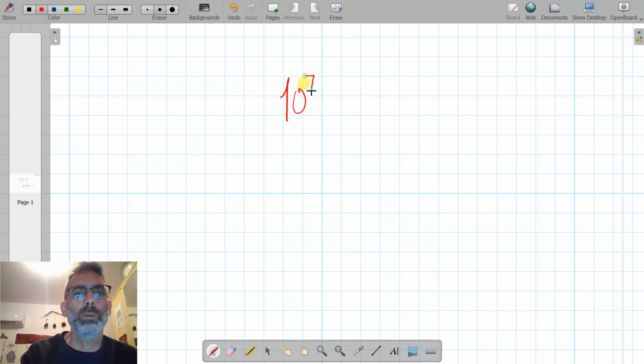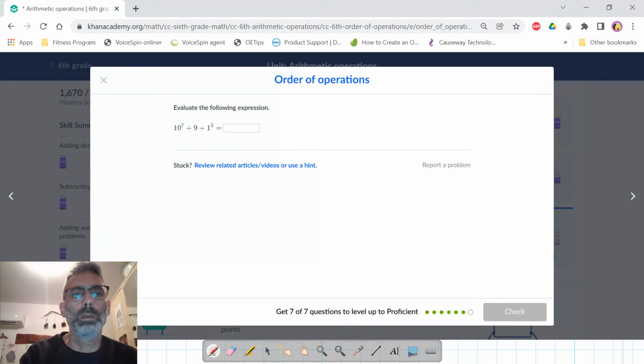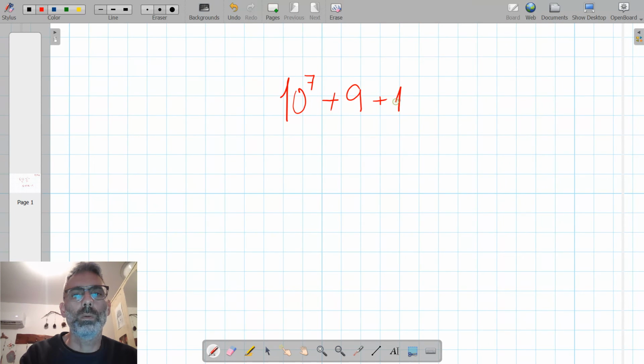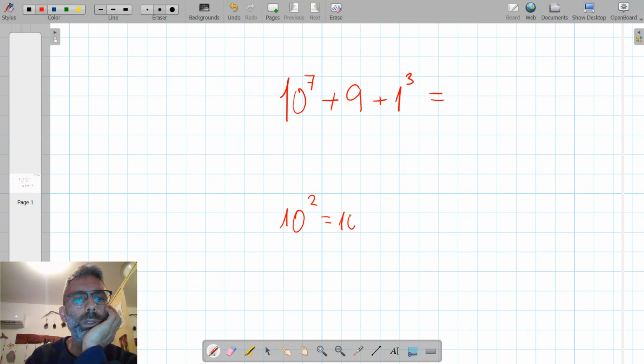10 to the 7th power plus 9 plus 1 to the 3rd power. Okay. 10 to the 2nd power is 100. 10 cubed is 1000.